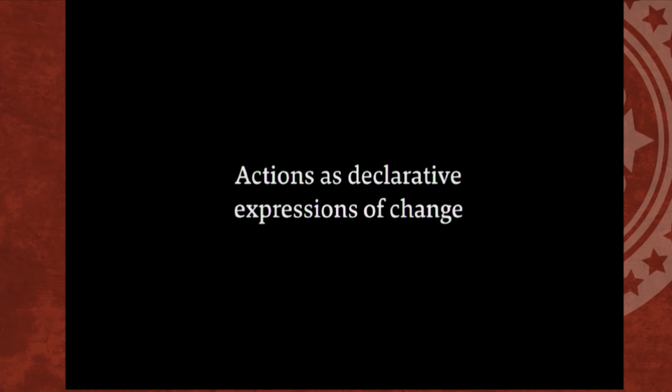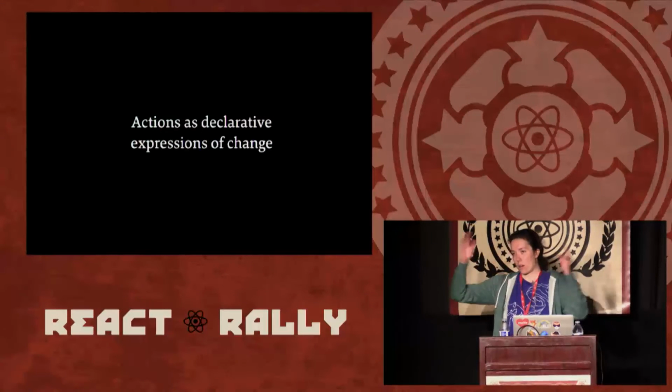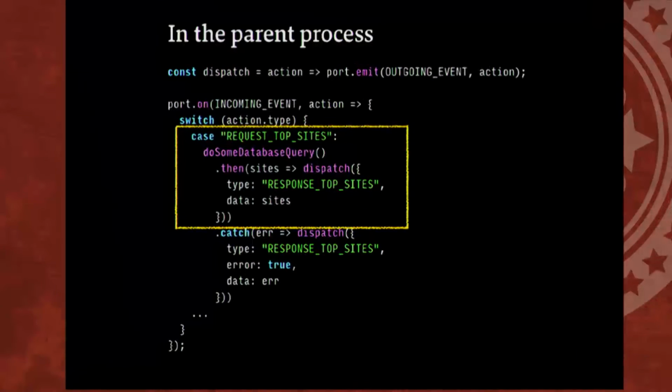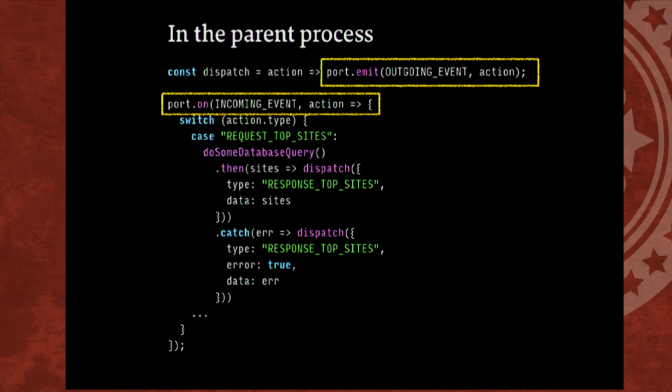And two, it allows us to use this model of actions as declarative expressions of change, not only inside of Redux, but also in the rest of our system, our multi-process system. So this is the parent process code now, which does not use Redux at all in this example, but suddenly it's starting to look a lot like a reducer. It's got a switch statement that when it receives the request top sites action, it will then respond with a response case. And again, we're now only creating a single listener per channel with one outgoing and one incoming event.